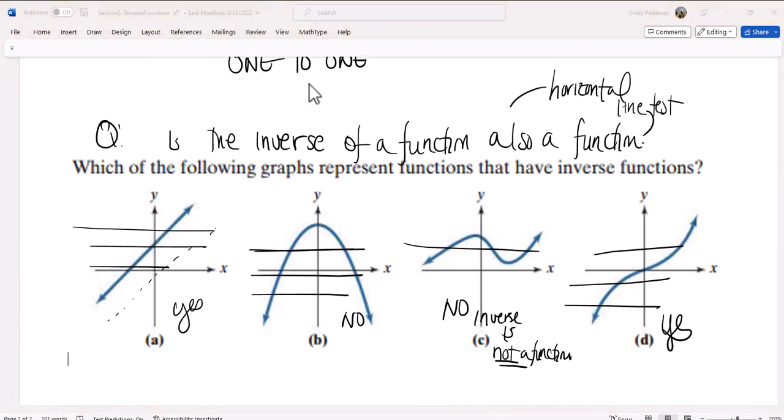So when doing these graphs, make sure you know which test does which function. So the vertical line test does the original function, and the horizontal line test tells you if the inverse will be a function.